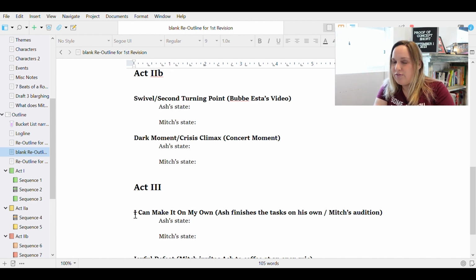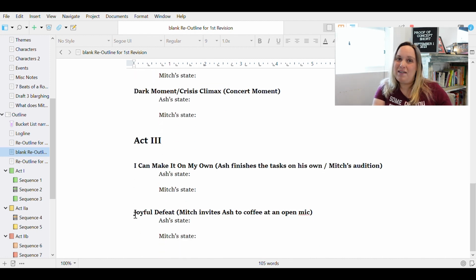And finally, Joyful Defeat. I hate the name of this beat because it implies that there's something wrong with being in love. And I think that this I Can Make It on My Own beat actually tempers it into like joyful coexistence. It's like the happily ever after beat. It's the, despite my problems, despite all of the things that have happened between us, despite the complications in my life, I love you and I want to be with you. It's the happy ending. So those are all the beats in a nutshell.